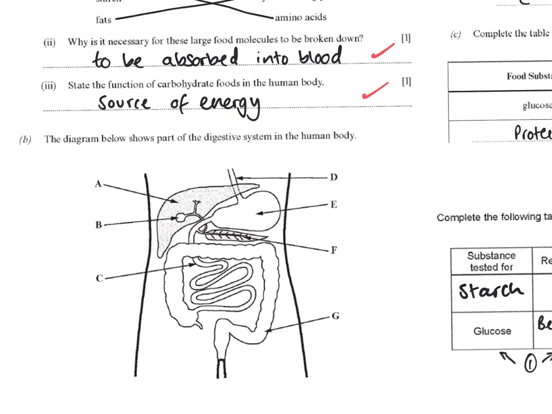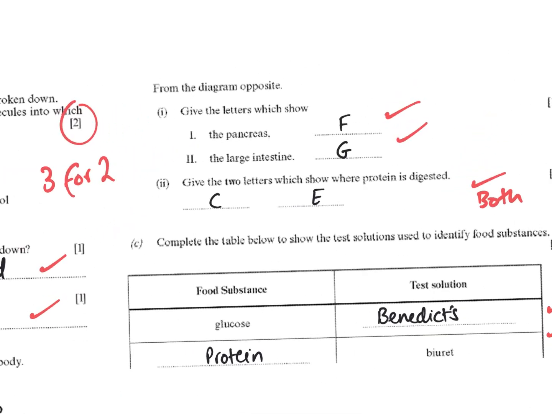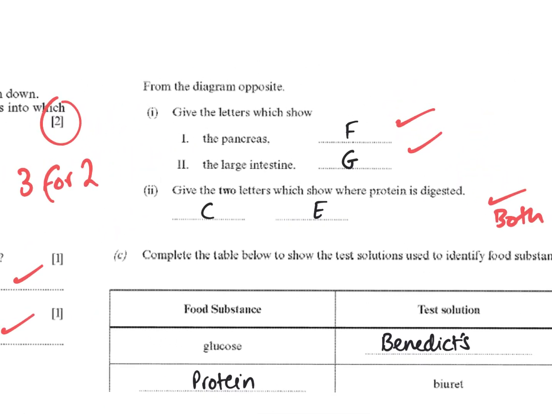Okay, so in part B, we're given a diagram showing the digestive system. We're asked to place the letters that identify with the pancreas, which is F, and the large intestine, which is G. Okay, so the two letters which show where protein is digested, so we know it's C, which is the small intestine, and E, the stomach. Both have to be correct for that mark.